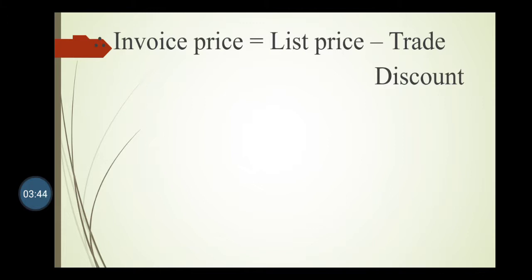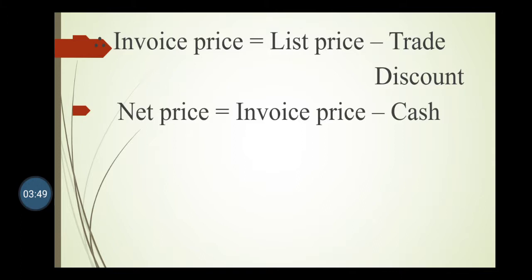Invoice price is equal to list price minus trade discount. Net price means invoice price minus cash discount. Students, first price is list price. When we deduct trade discount from the list price, we will get invoice price. And when cash discount is deducted from the invoice price, that is our final price which we have to pay, and this final price is known as the net price.